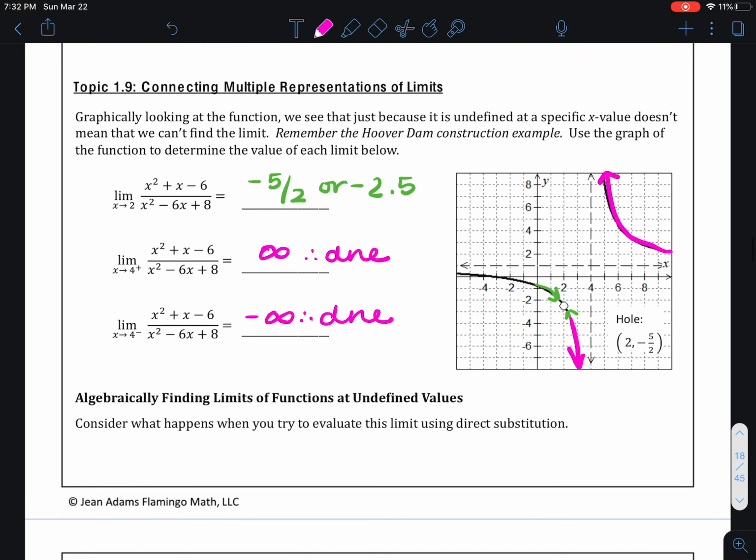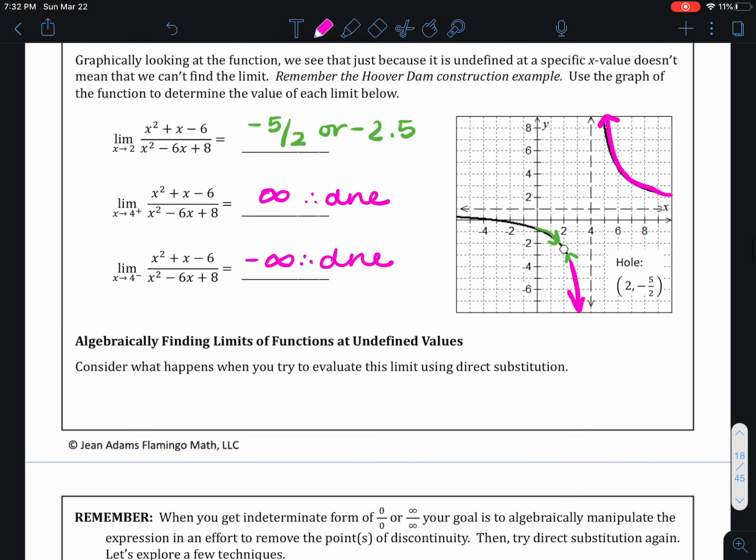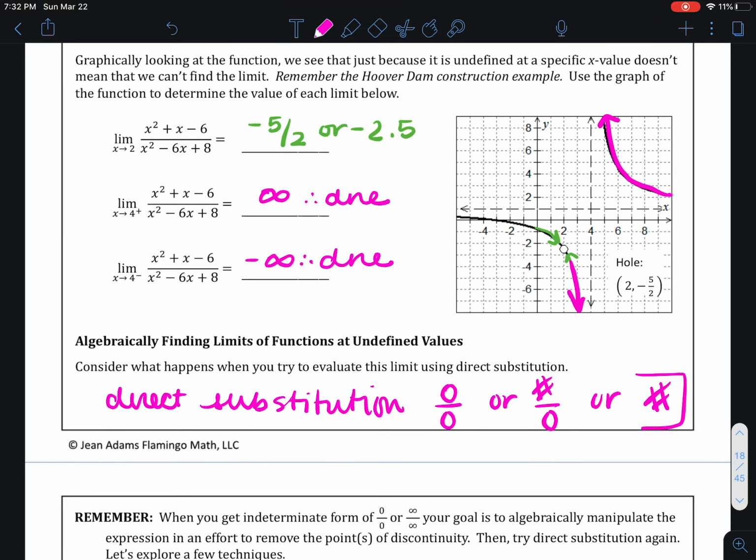Okay. Consider what happens when you try to evaluate a limit using direct substitution. Sometimes direct substitution is going to lead us to 0 over 0, or a number over 0, or just a number, right? And so this is the best case scenario. This one we still have some options, and this one we're kind of finished.